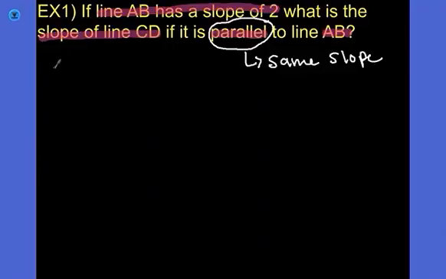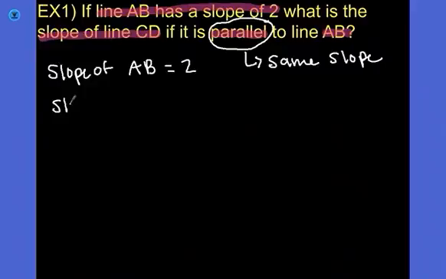So if the slope of AB equals 2, then the slope of CD would also have to equal 2 in order for them to be parallel.